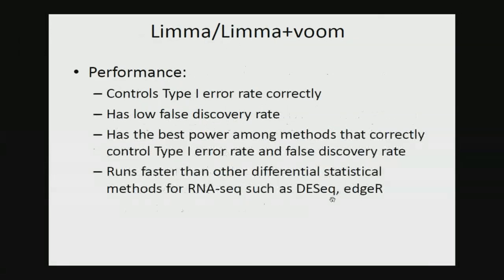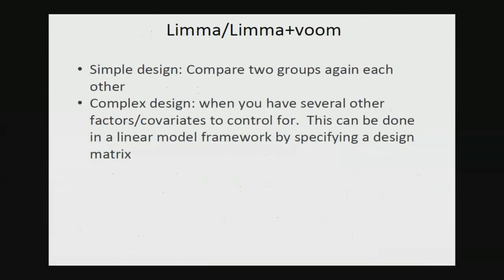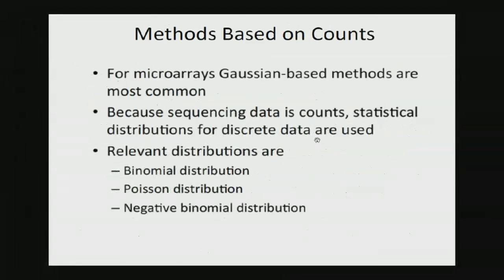All right, so this is the lemma. So this is basically based on a Gaussian distribution, this method. And the other two methods, the RNA-seq and HR, are methods based on count.